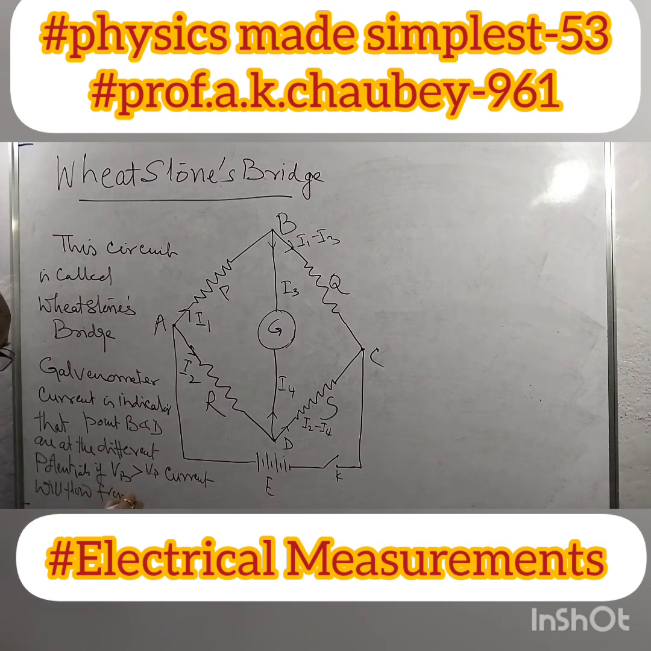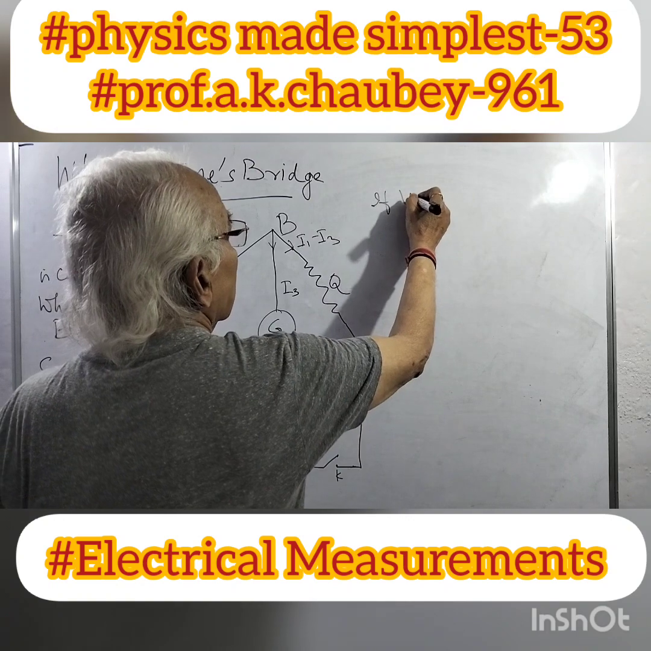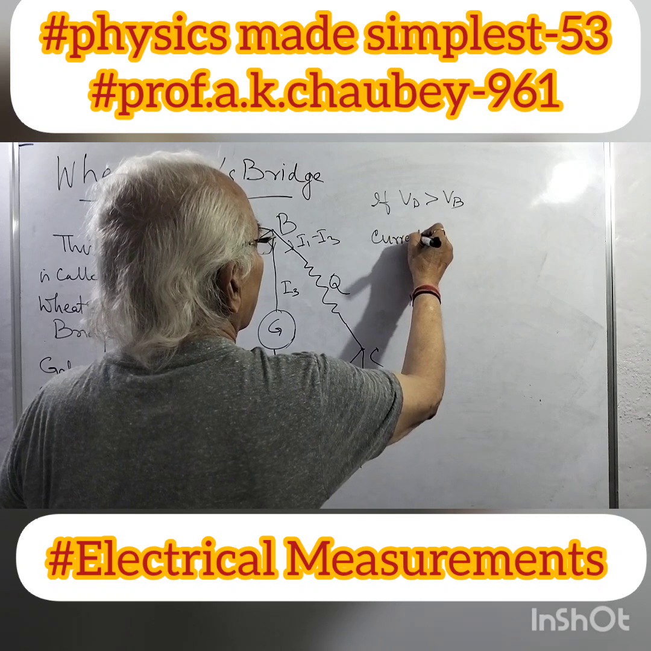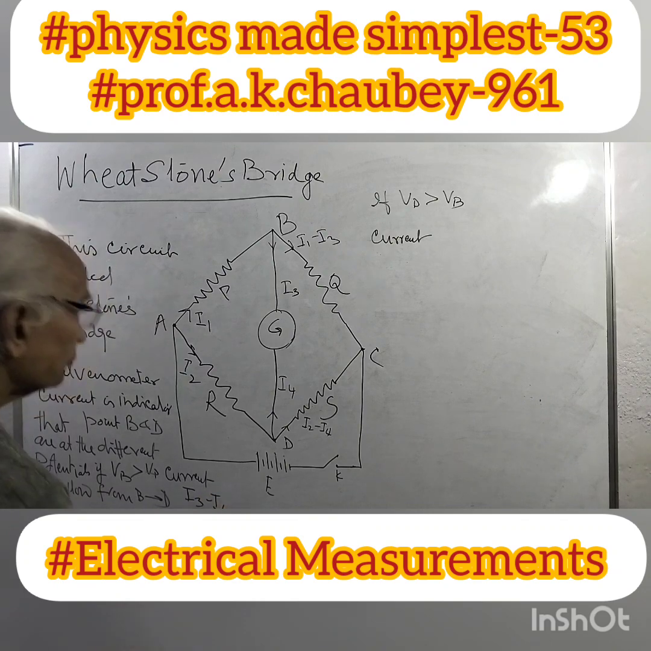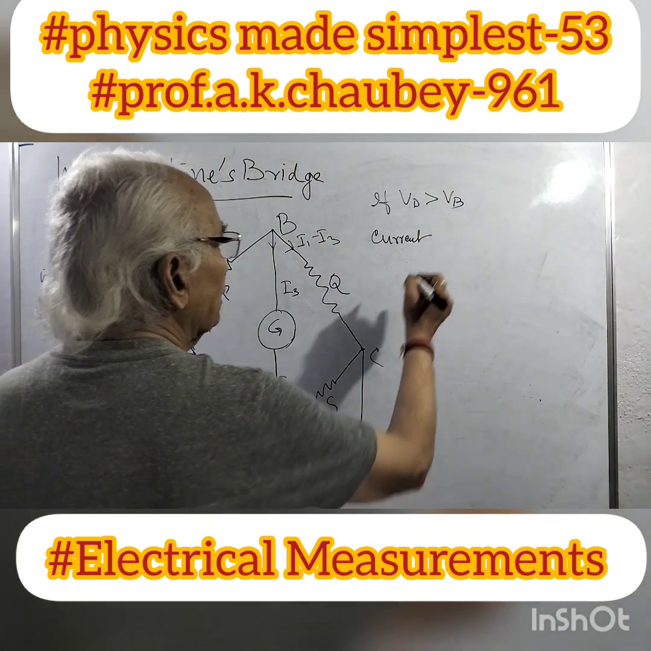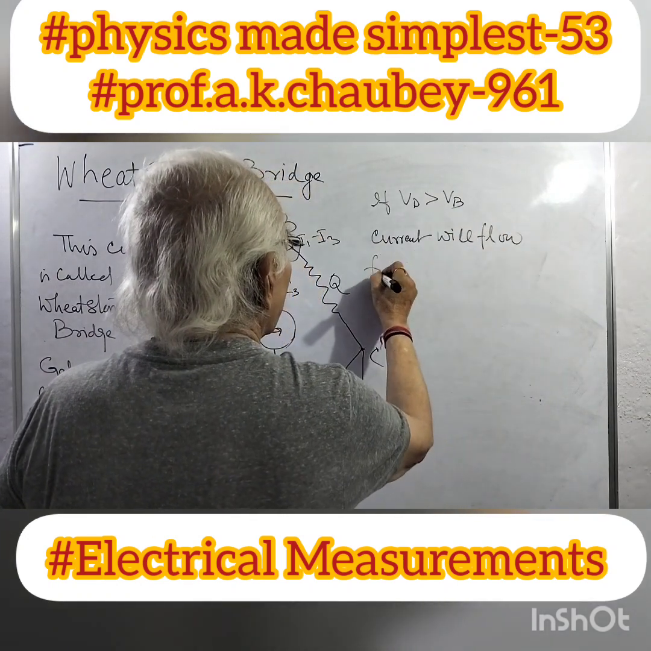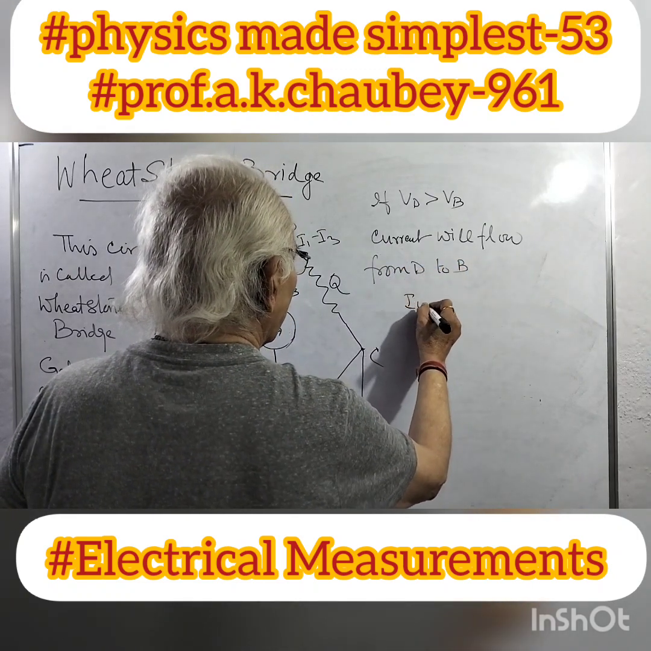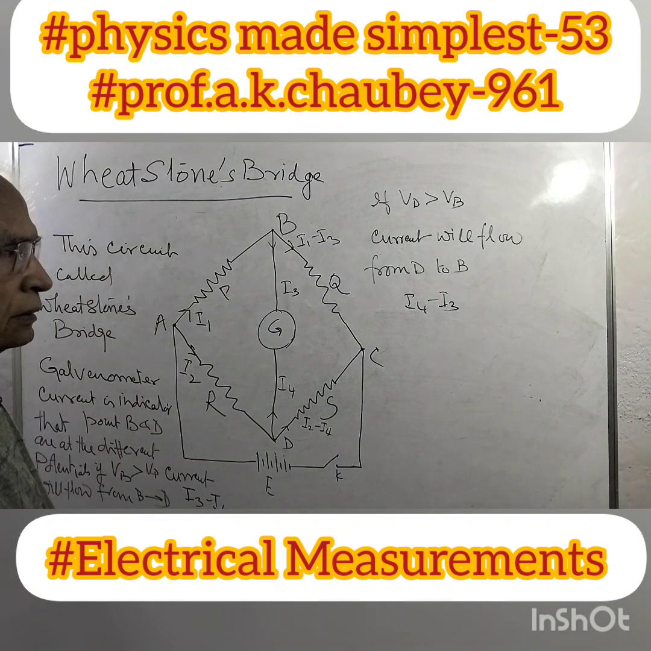From B to D direction. Opposite will be the case if VD is more than VB. Here current will be I3 minus I4. If VD is more than VB, current will flow from D to B, and I4 minus I3 current will be, because this is more than the current flowing like this.